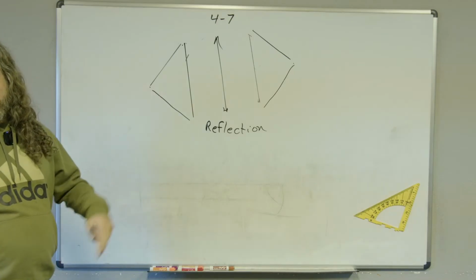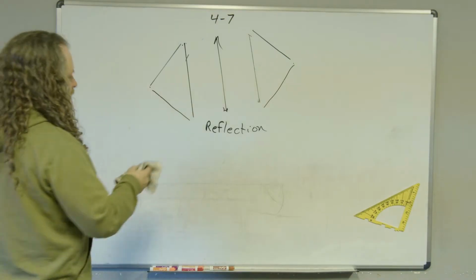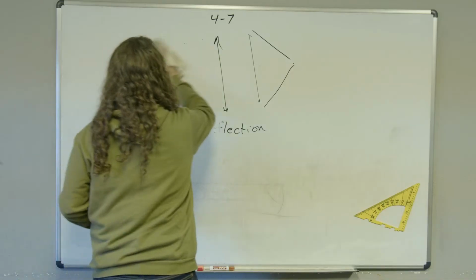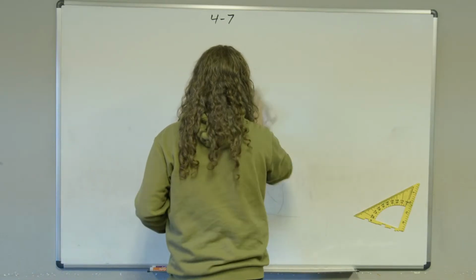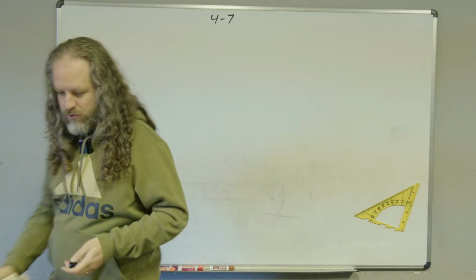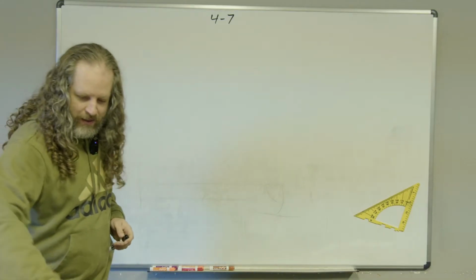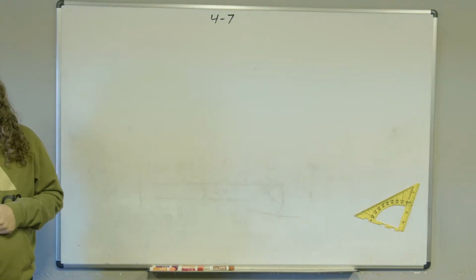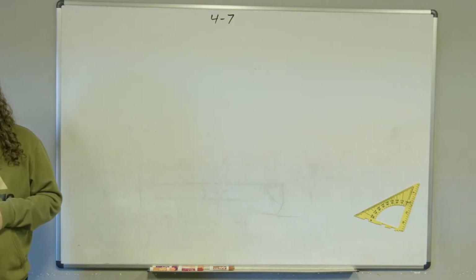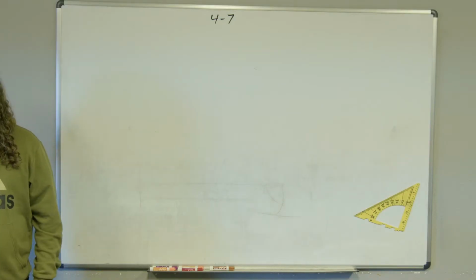Reflecting it over, right? Easy peasy. That's a reflection. There's one more kind of congruence transformation, a transformation where it stays congruent, stays the same size and shape, but moves. What is the one that we're missing? Anybody know? No, we already did that one.